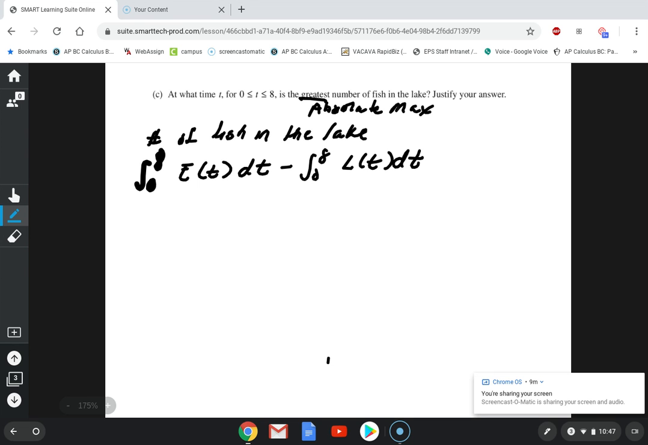That is how many fish are in the lake. So if we want to find the max or min, we're going to take the derivative of that. The derivative of the integral is just going to be E of t minus L of t. That's going to be the derivative. So I'm going to set that equal to 0, and I'm going to use my calculator to solve that.